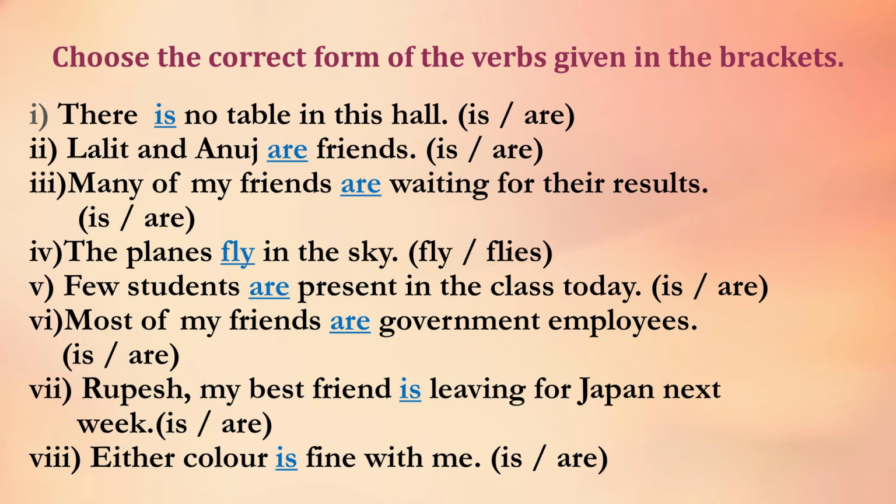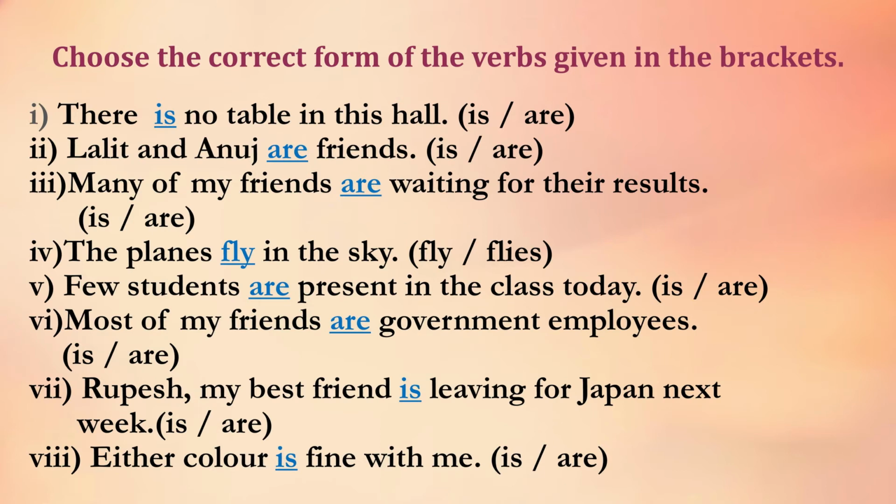So the subject is singular, Rupesh. So a singular noun is used here. Eighth, either color is fine with me. Either always takes singular verbs when acting as a subject of a sentence. Here either is the subject and behaves like a singular noun. It requires the singular verb. Okay, how many of these did you get right?